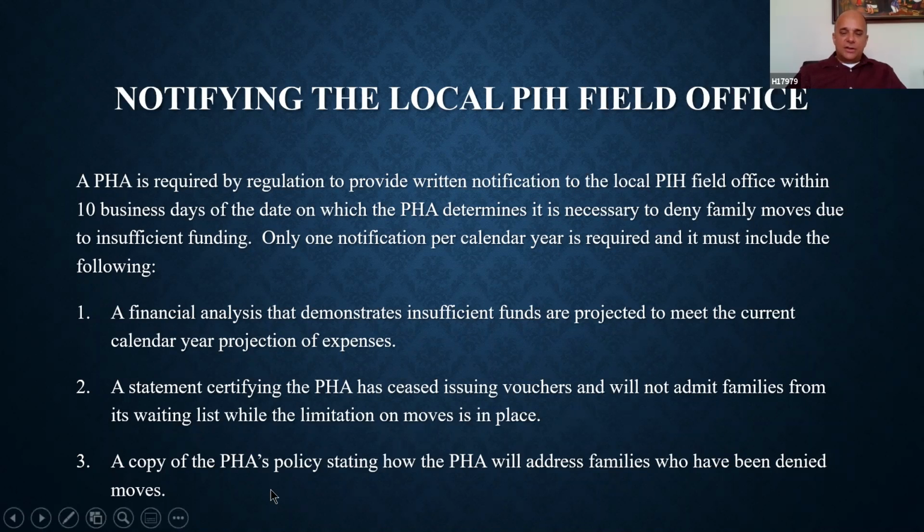On this last one, it is really important to emphasize that when you deny a family the opportunity to move under portability, it means a couple things. First, it means that you cannot admit any other families off of your waiting list, because you're essentially making a statement that you can't allow a family to move under portability because you would have to terminate assistance for other families. If that's the case, you really can't admit anybody from your waiting list.